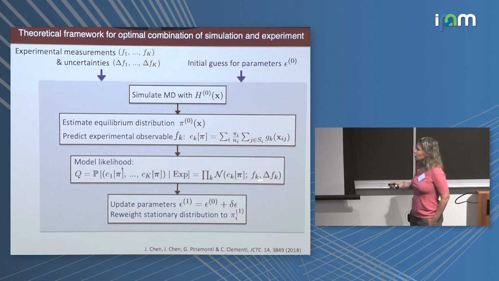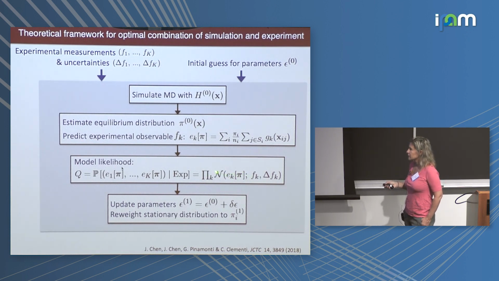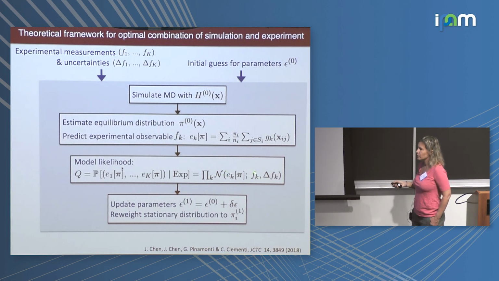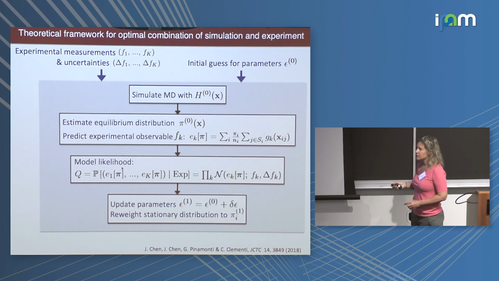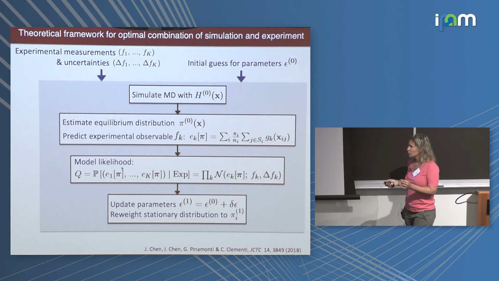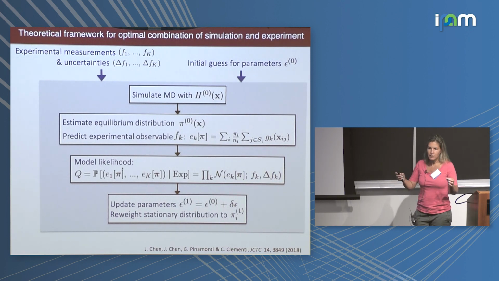And then the whole point is in defining a likelihood for the model, for the simulation, to reproduce the experimental observable. We model this likelihood as a product of Gaussians centered on the experimental observables with the variance given by the experimental uncertainty, and we evaluate the Gaussians on the simulated observable. So if the experimental observable is the same as the simulated observable, the Gaussian is 1, so the likelihood is maximum. If they are much more different than the experimental uncertainty, the likelihood is close to 0.